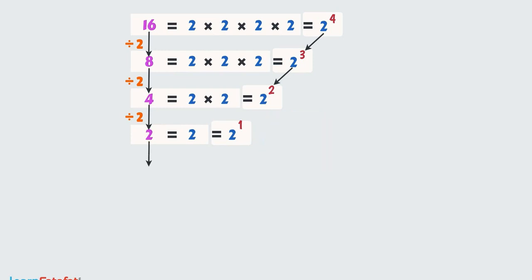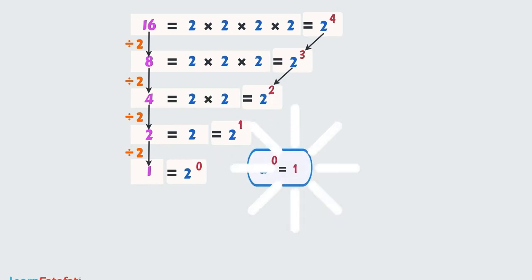If we further divide 2 by 2, then we get result 1. Continuing with the same pattern, now we can write the power of 2 as 0. In general, if the power of any number a is 0, then the value of the number is always 1.